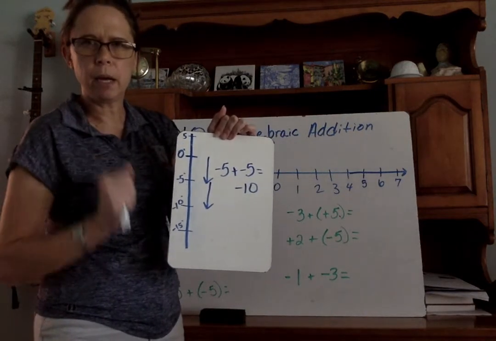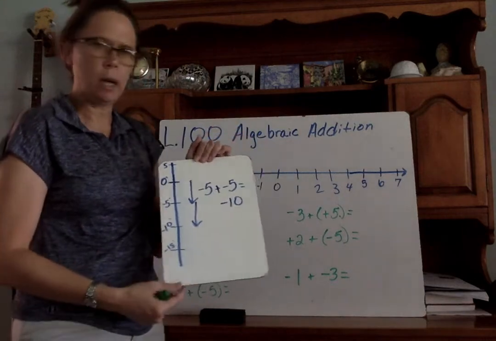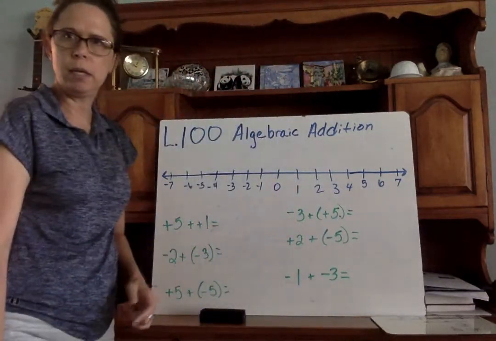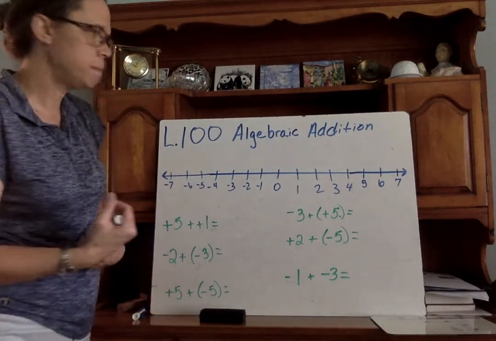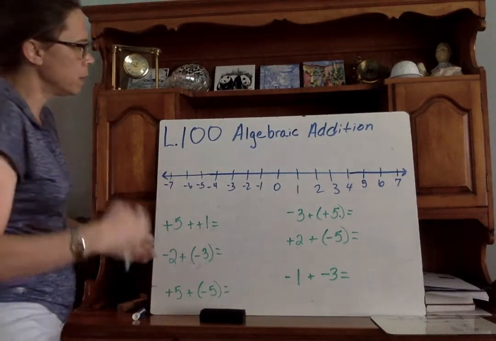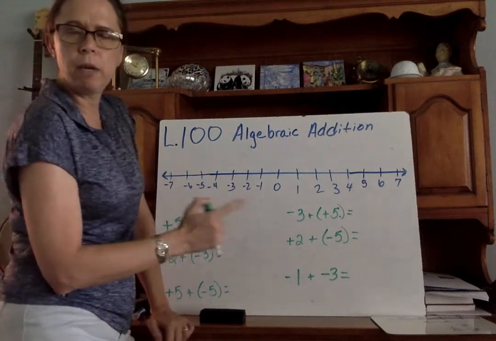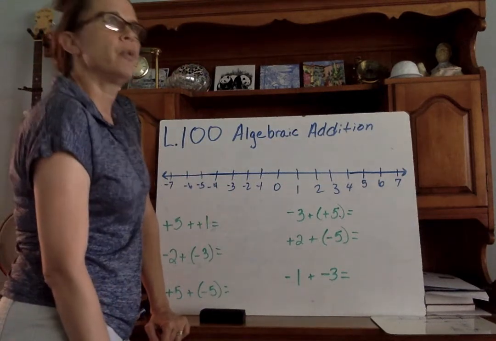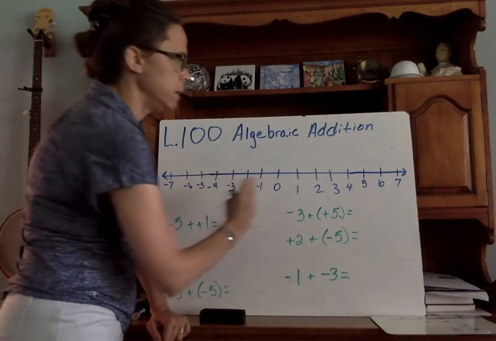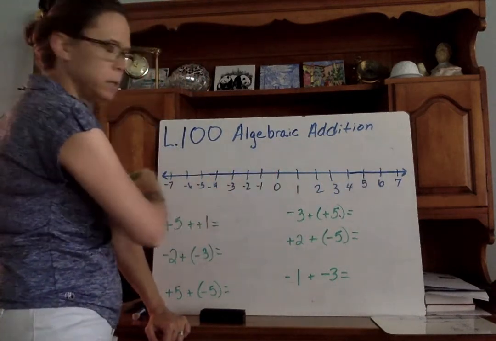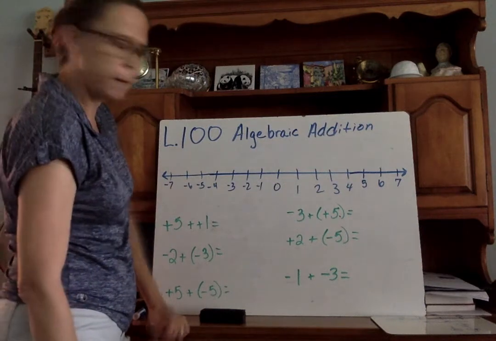So keep that in mind as we work with this number line to see what happens when we add integers with different signs. I'm going to use my number line as a way to chart these positive and negative numbers. If I have a positive number, that means I'm going to be going in the positive direction, and a negative number takes me toward the negative direction.